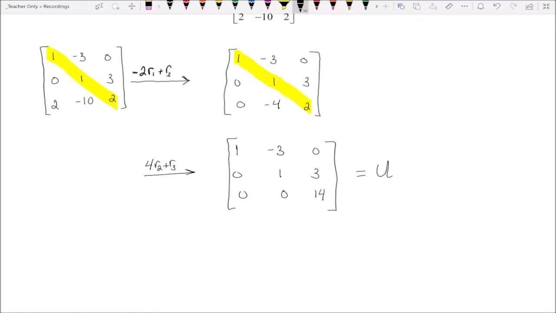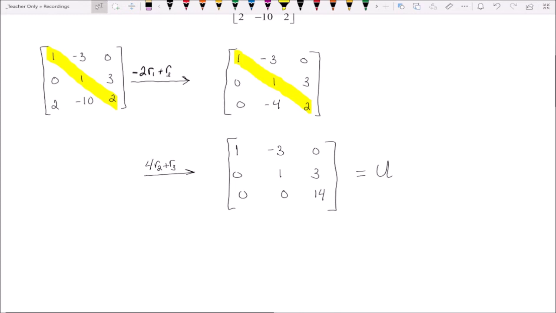Notice that we're not necessarily putting it into REF. To put it into REF, we have to make this 14 here a 1. We don't care about that. We just want it to be upper triangular.